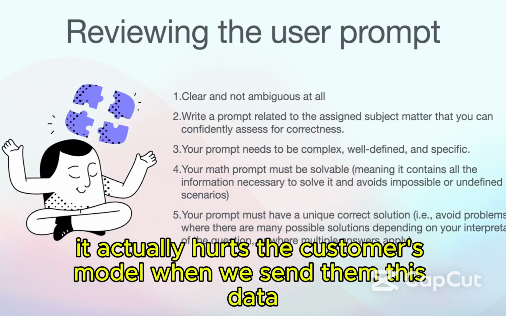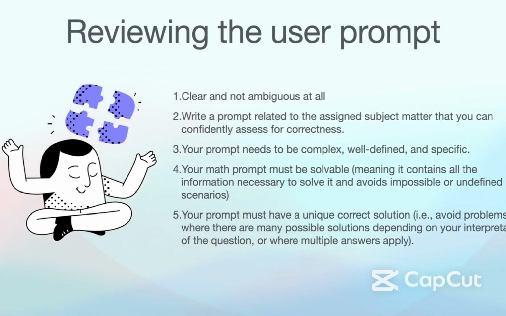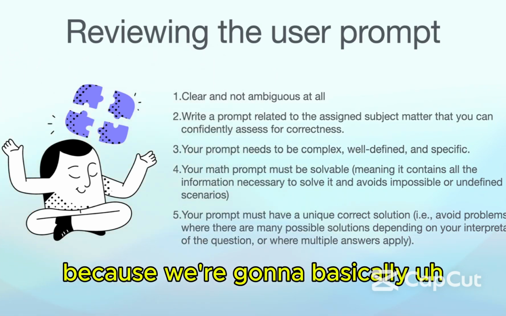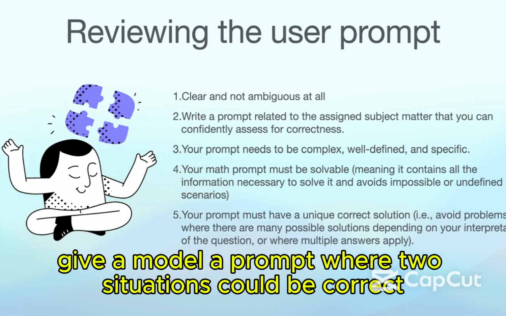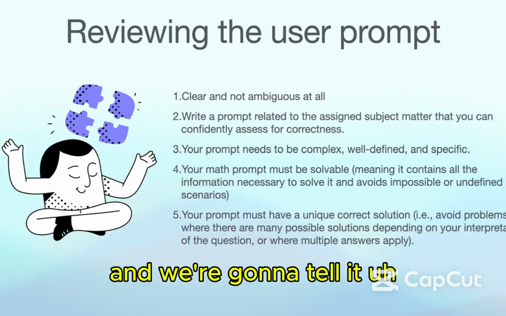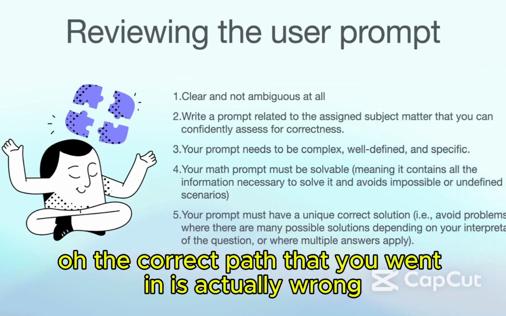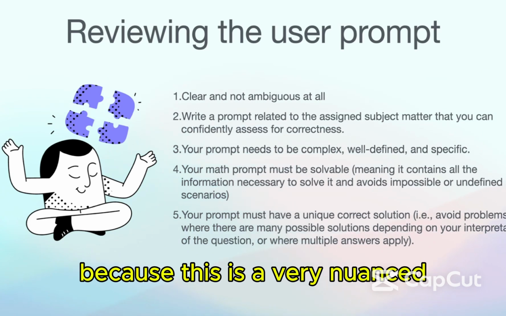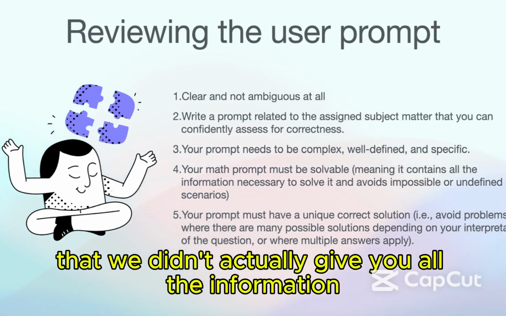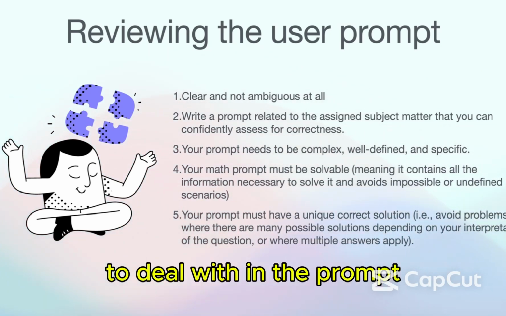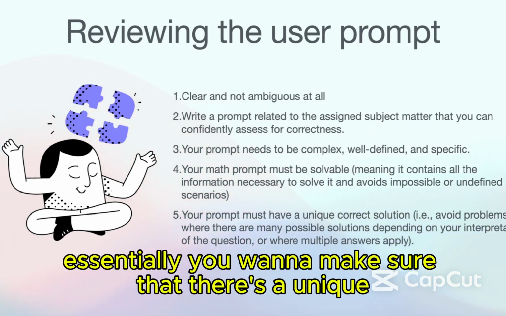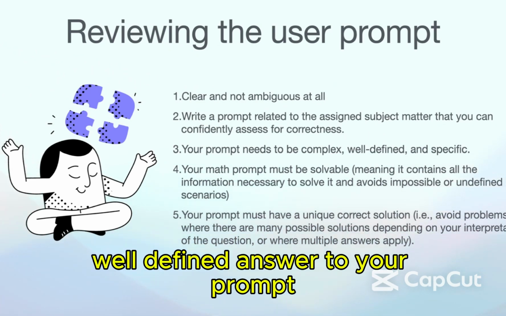It actually hurts the customer's model when we send them this data when the prompt is ambiguous, because we're going to basically give a model a prompt where 2 situations could be correct. And we're going to tell it, oh, the correct path that you went in is actually wrong, because this is a very nuanced ambiguity that we didn't actually give you all the information to deal with in the prompt. So essentially, you want to make sure that there's a unique, well-defined answer to your prompt.